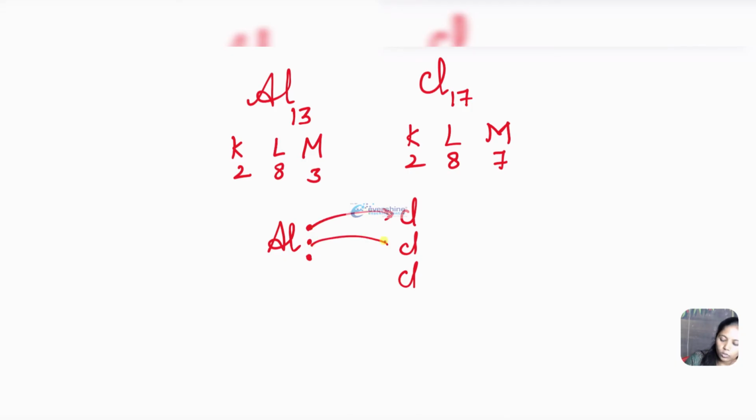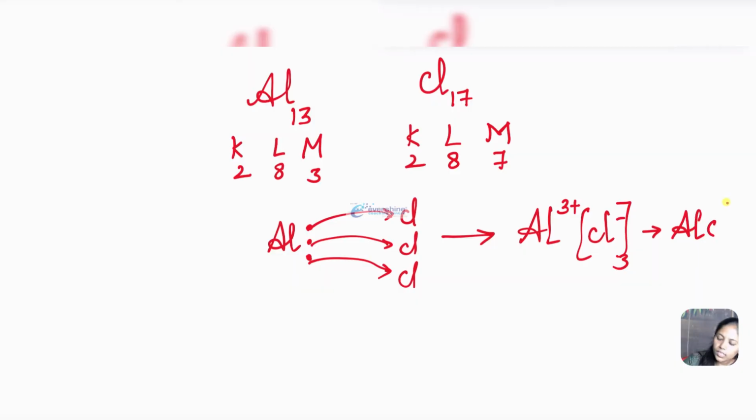Then we'll see how aluminium chloride is formed. Aluminium has 13 electrons: K shell 2, L shell 8, M shell 3. Chlorine has 17 electrons: K shell 2, L shell 8, M shell 7 electrons. So there are 3 extra electrons in aluminium. These 3 electrons are donated one to each of 3 chlorines, and it forms Al3+ and Cl- thrice. So this is how AlCl3, aluminium chloride, is formed.